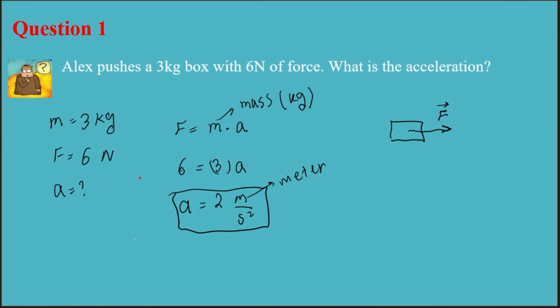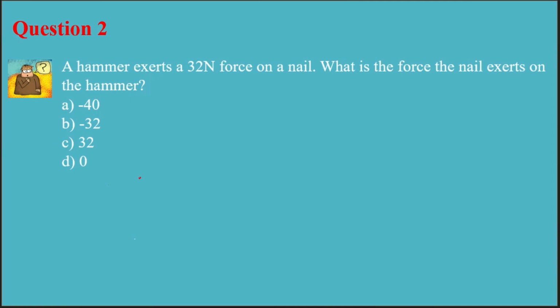Let's look at the second example. A hammer exerts a 32 newton force on a nail. What is the force the nail exerts on the hammer? In this question, two objects are interacting with each other, right? A hammer and a nail, and there is no other force applying between these two objects. So that's telling me we are dealing with Newton's third law.